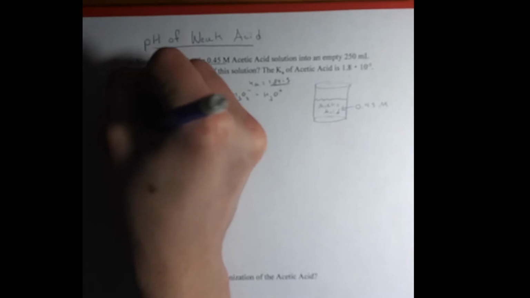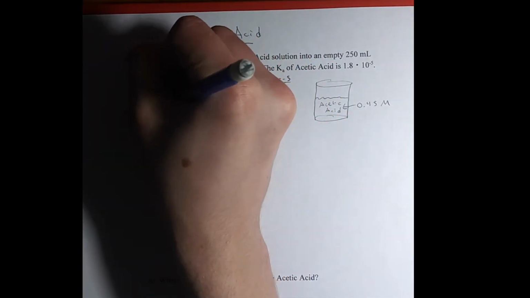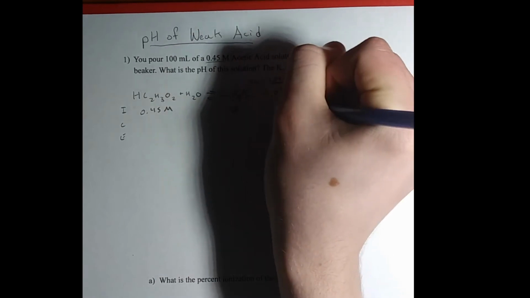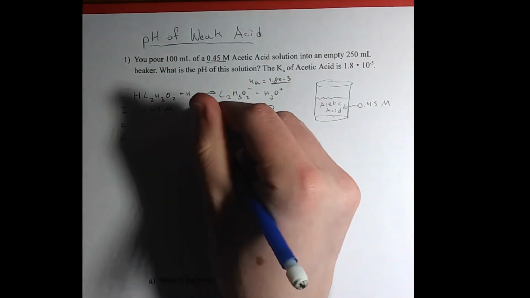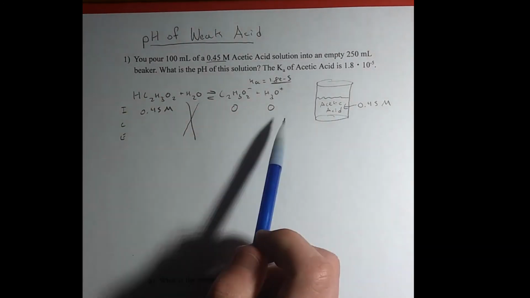Initial, change, equilibrium. You'd say, okay, it starts with 0.45 molar of this acetic acid. That's your initial there. And you start with none of these two. And remember that water is a liquid, so it's not included in the equilibrium expression. You can just cross that out entirely. Don't need to worry about that. So we start with 0.45 of that, 0 and 0 of that.